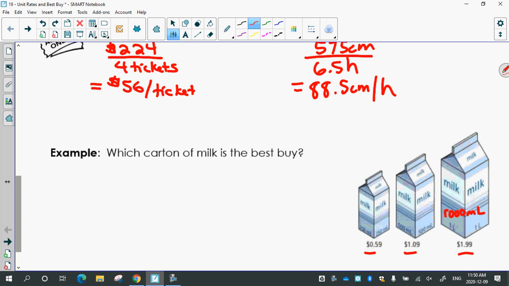Another hint for this one is whenever your money is a lot smaller number than the other thing you're comparing, like 0.59 is way smaller than 250, then compare them in cents instead. Change your money to cents so that your numbers are easier to compare. So for my smallest container, we'll do small, medium, and large, and see which one's the best buy. But instead of writing 0.59, I'm going to write 59 cents.